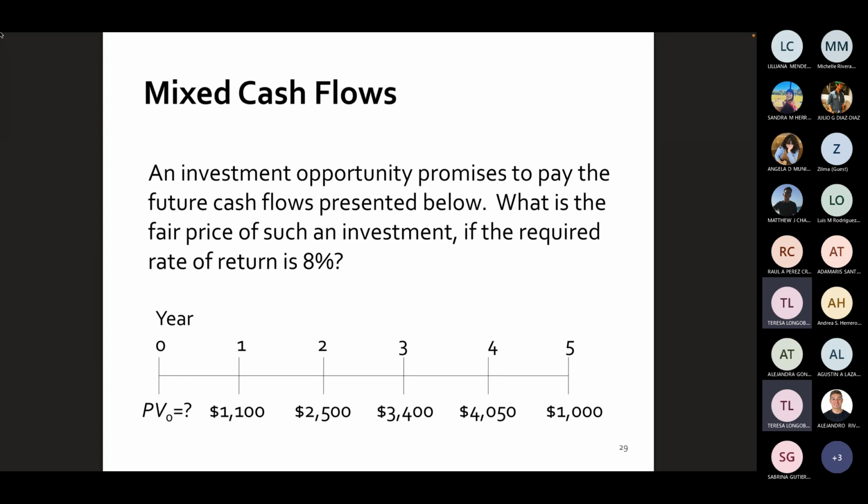What about back to the idea of potential returns and what would this be worth to you? What's a fair price? Or what would you be willing to pay to earn 1,100 in 1 year, 2,500 in 2 years, and so on? What would you be willing to pay to get that? And that's possible if you invest in a mutual fund.